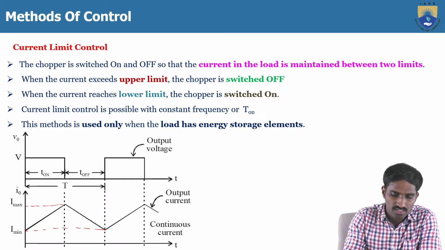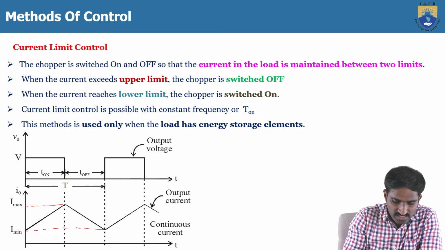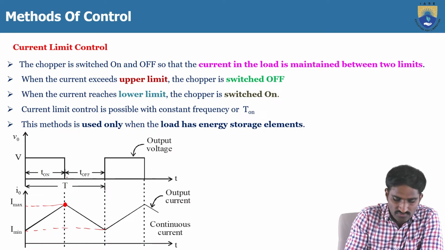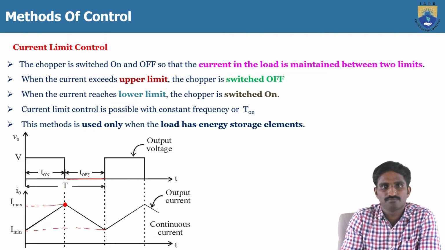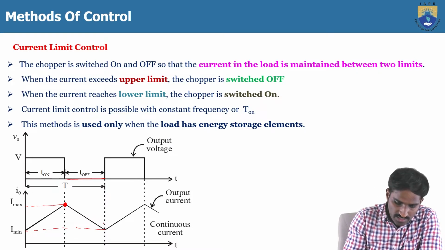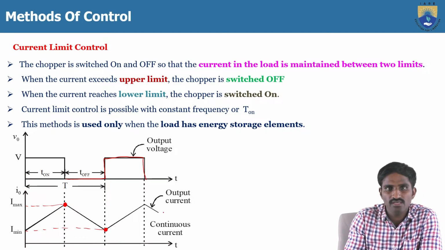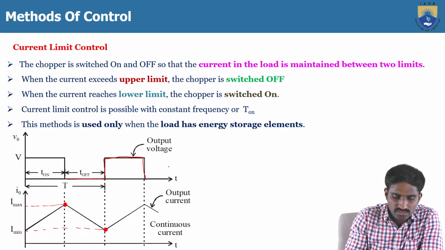So how? As I have mentioned, when the current exceeds the upper limit, here this is the upper limit, the chopper is switched off. That's why here turn off, so there is no output voltage. And when the current reaches the lower limit, here this is the lower limit, then the chopper switch is turned on, so that again the load current will rise. This will repeatedly continue, so that you will get the chopper operation.